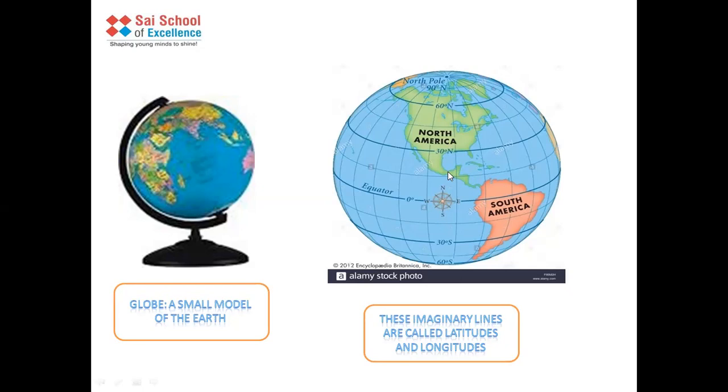And if you observe it carefully, you will find some vertical and horizontal lines. To find any place on a globe or a map, we use a system of imaginary lines which run from east to west and north to south. So these imaginary lines are known as the latitudes and longitudes.